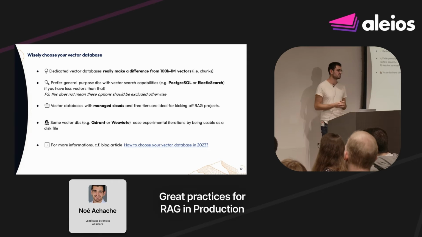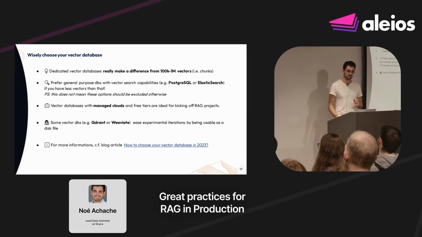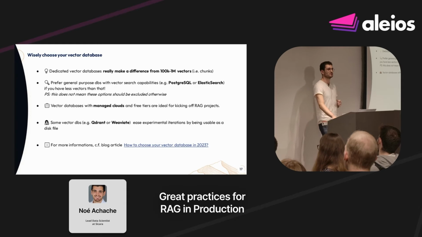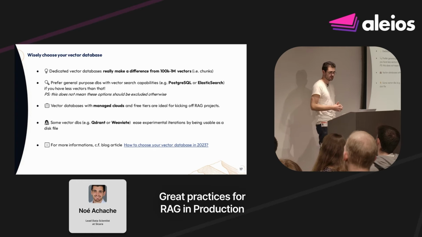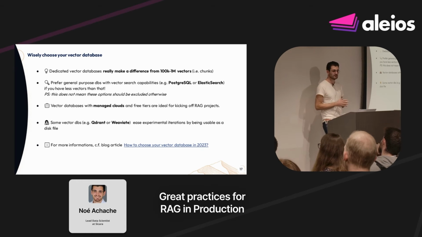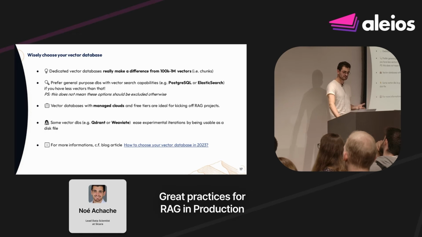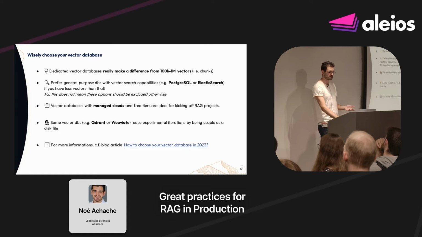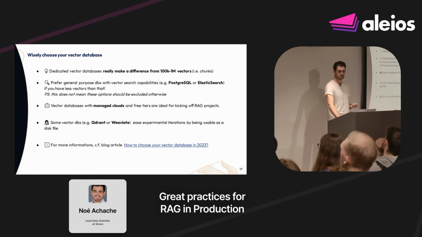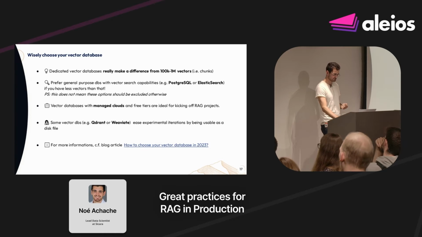All these vector databases, they all raised a lot of money. So they can now all provide features, which is very good if you have to kick off a RAG project. And some of these DBs, like Qdrant or Weaviate, are really good for experimental iterations because they can be used as a disk file using the same clients. So it really makes it easier because you use the same tool both for your experiments and for the tool you have in production. So if you want more information about this, I'll put the QR code at the end. I made an article about how to choose your vector database, so you will have many more details about all of that.